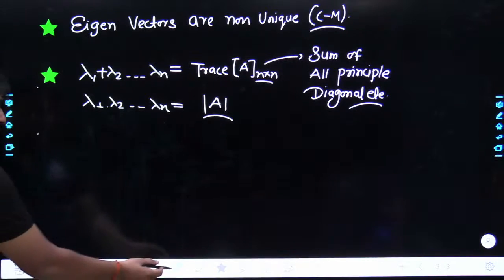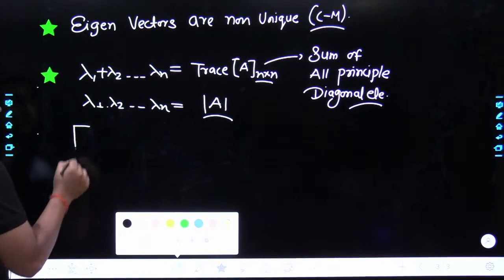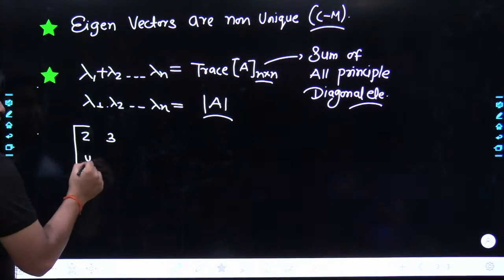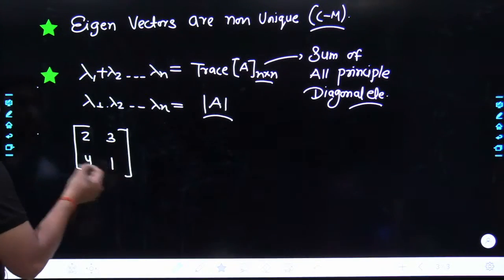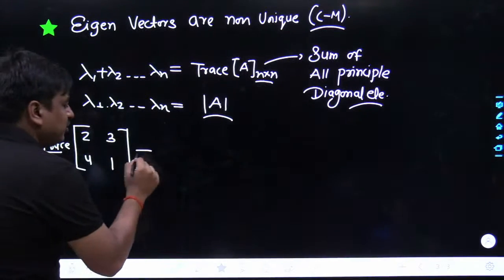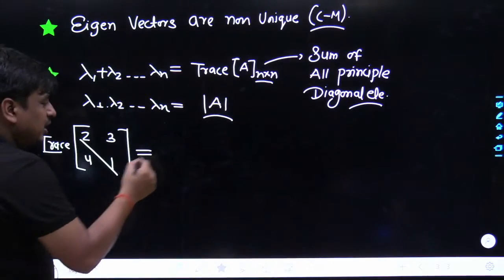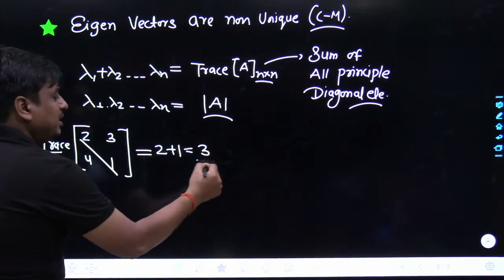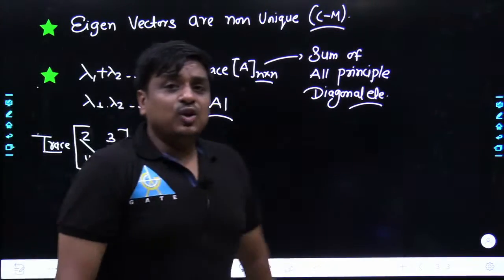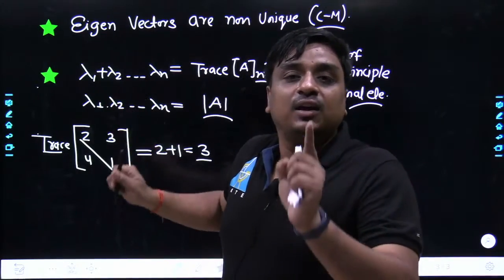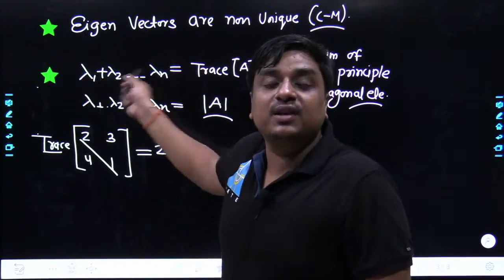Like if you want, you can have an example. Say you have got a square matrix 2, 3, 4 and 1. If we talk about the trace of this matrix, we just have to focus on its principal diagonal elements, which are 2 and 1. So the trace of this matrix would simply be 3. So the addition of all eigenvalues is the same as the trace of the square matrix for which the lambdas have been calculated.